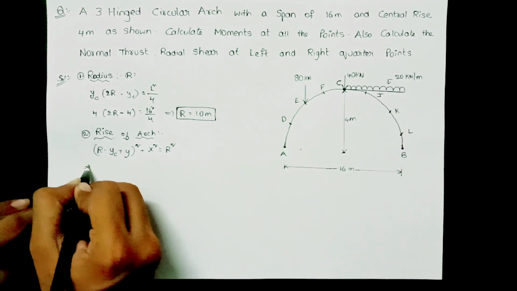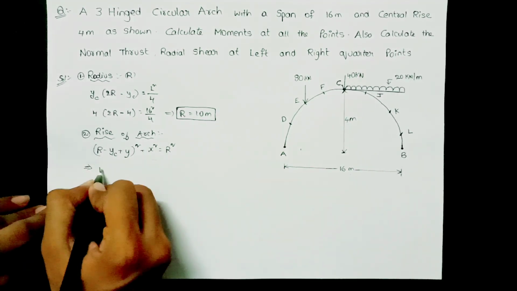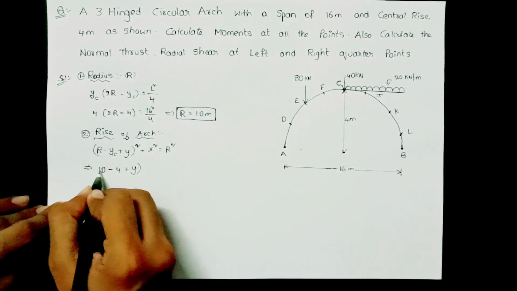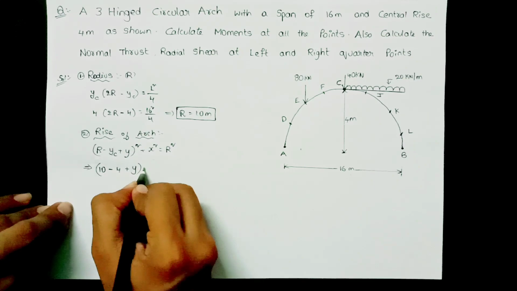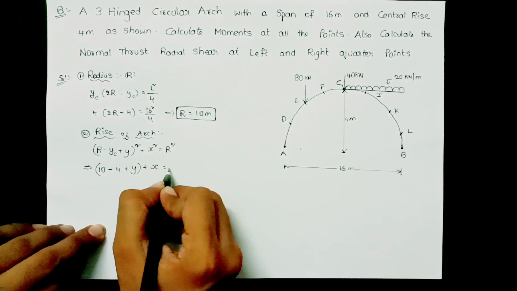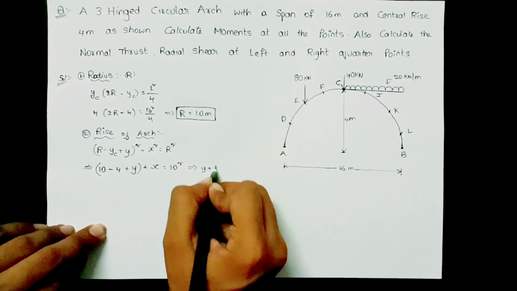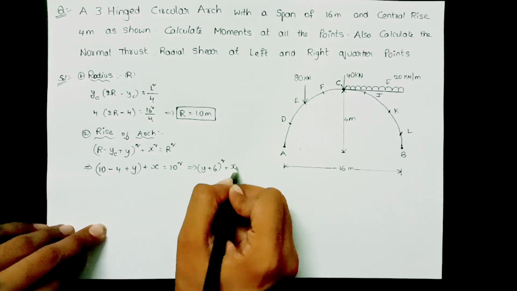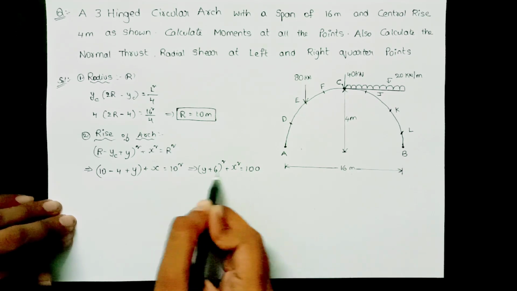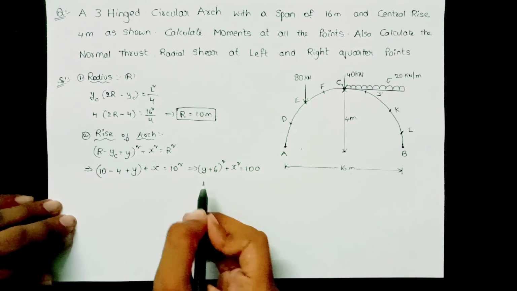And now I am placing the common terms. The common terms are R, that is 10 meters, minus yc, the central rise, 4 meters, plus y, the value which we need to find for every point, plus x, the value which varies from point to point. So R square means 10 square. On further simplifying, you will get (y plus 6) whole square plus x square equal to 100. Now we have to use this equation to calculate the rise y at various points.